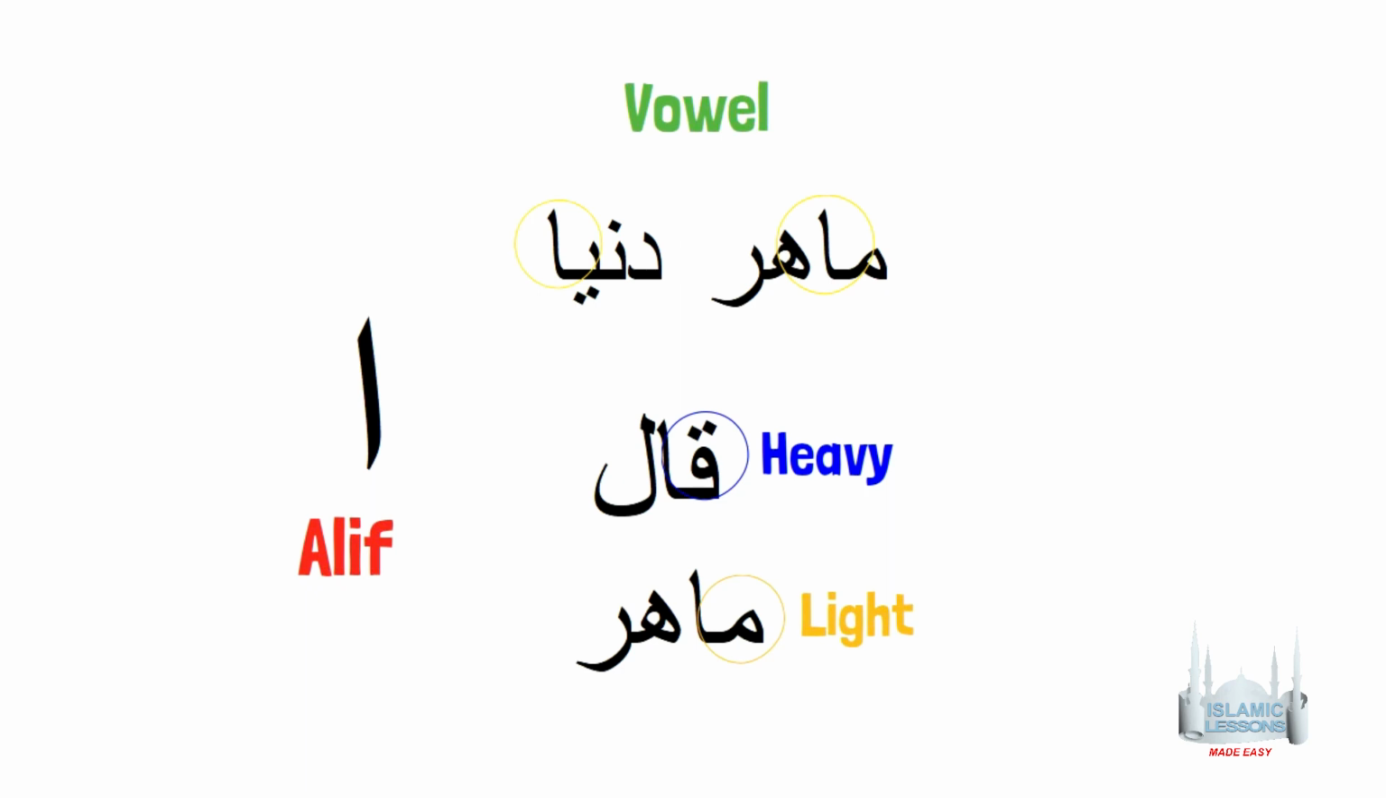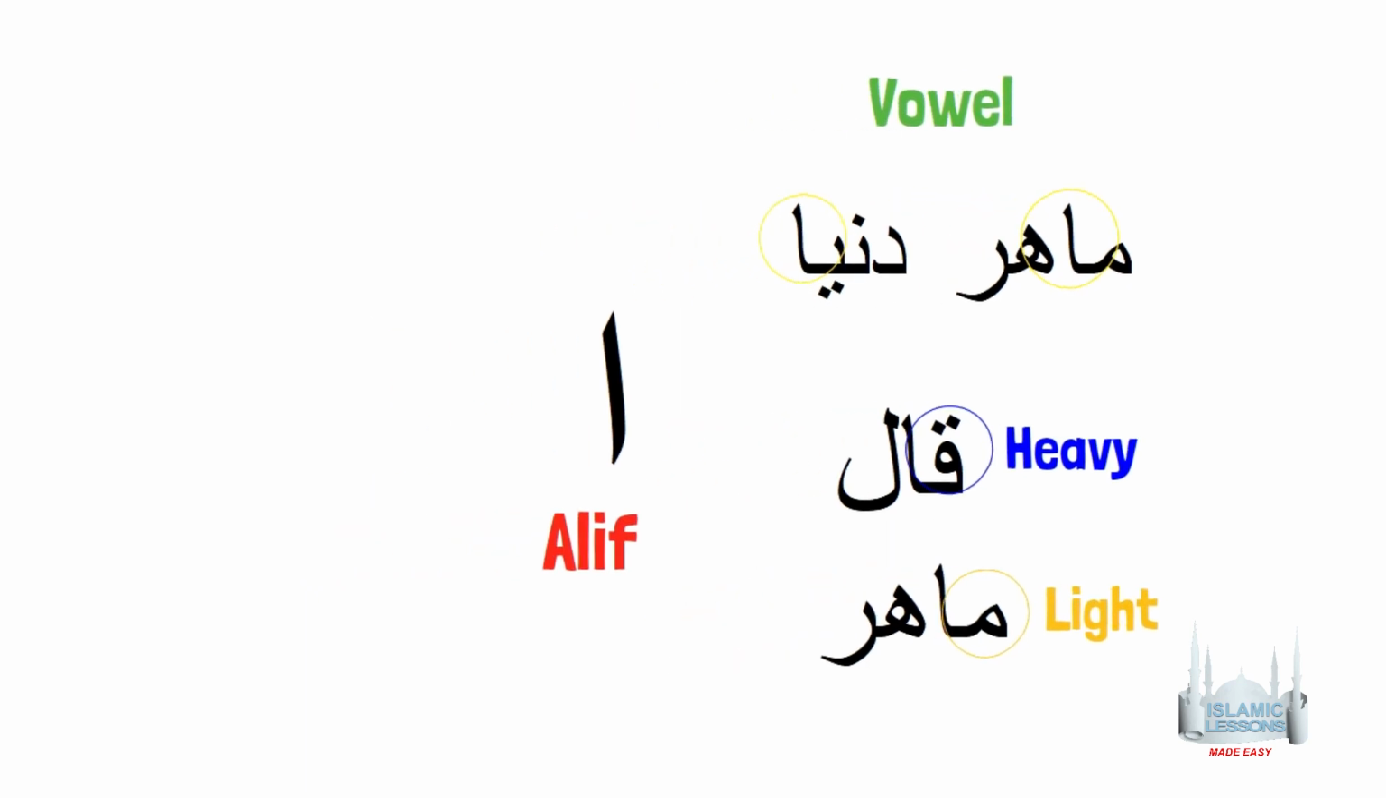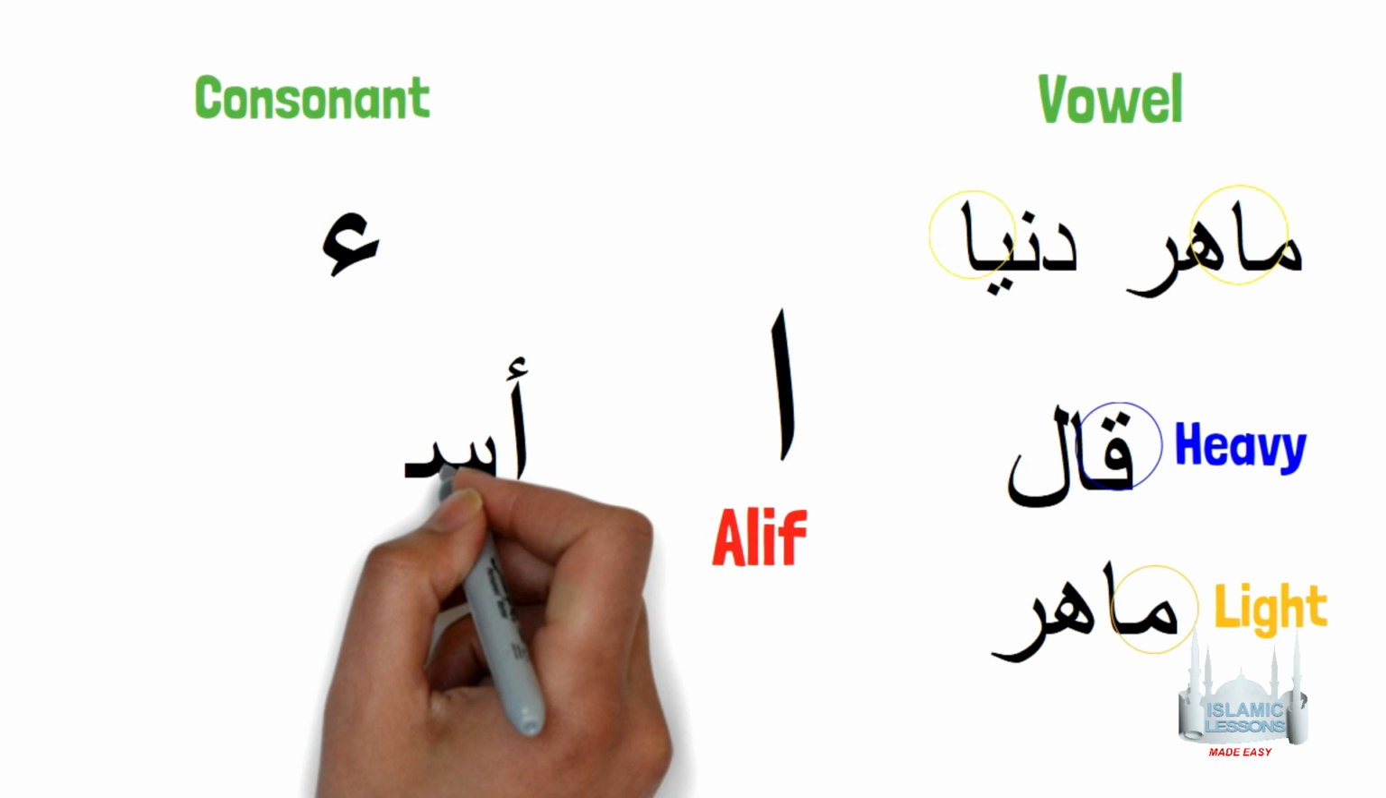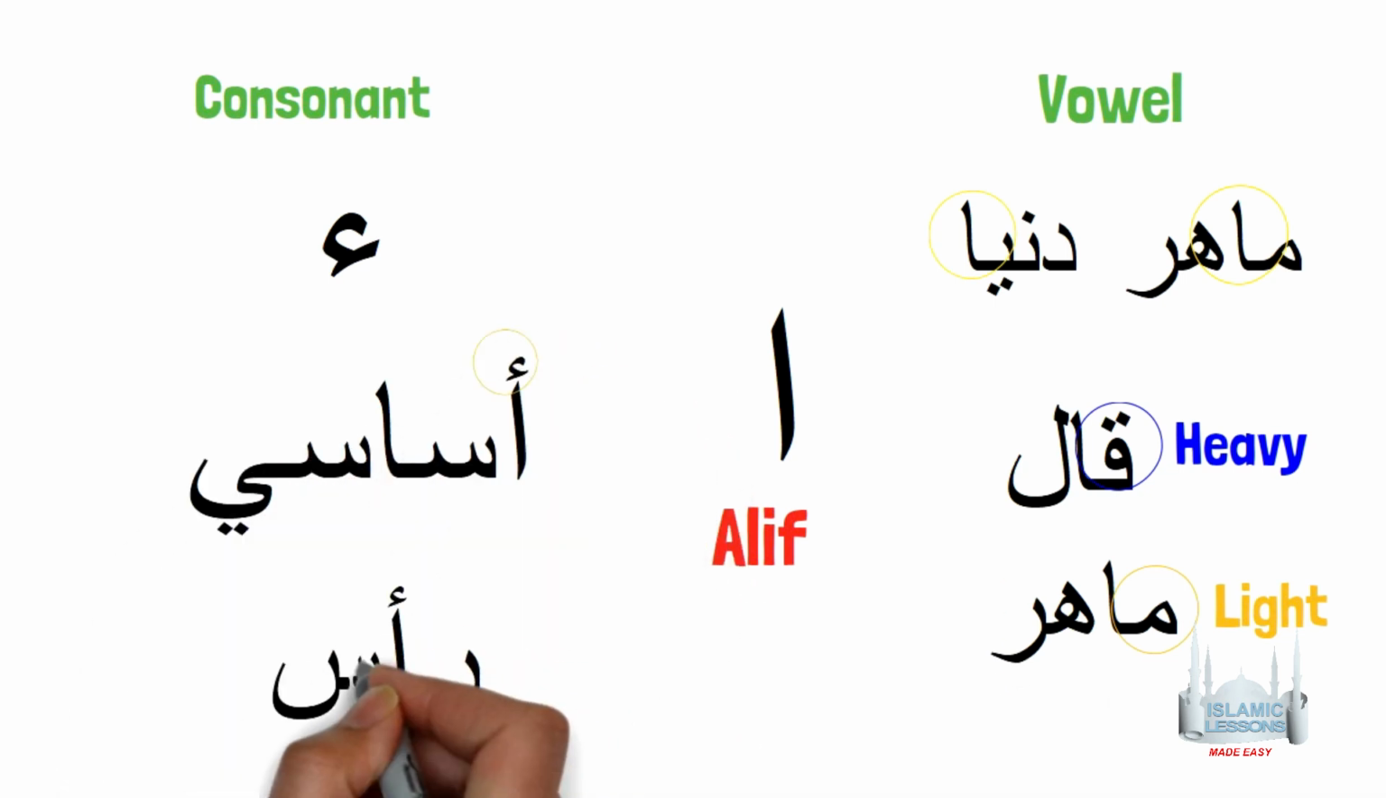For example, we say the word mahir. The meme is a light letter, so the alif will be light. It makes an ah sound, mahir, and not mahir. If the alif is a consonant, it will always come with a mark called the Hamza. It looks like this. It either makes an a, i, or u sound, depending on the vowel.